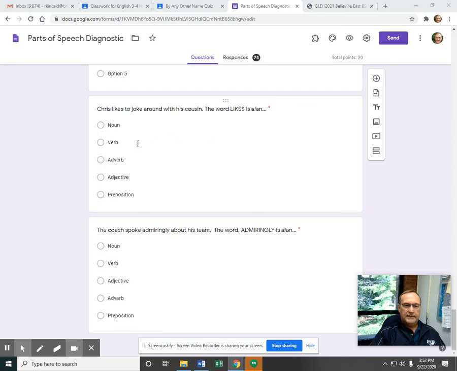The next one says, Chris likes to joke around with his cousin. The word likes is a verb. Chris is the subject, likes is the verb, and the rest of this is the predicate.